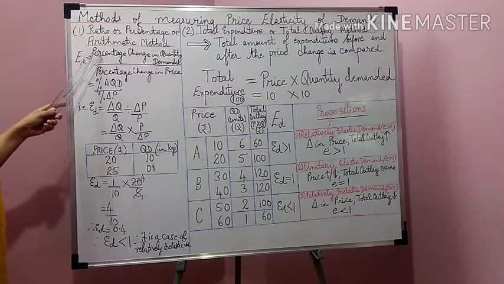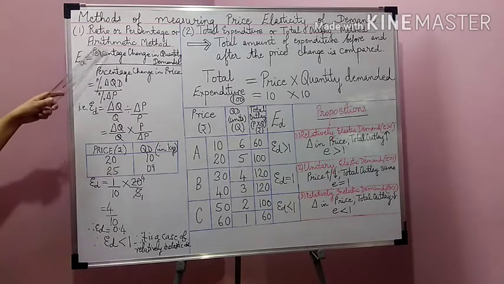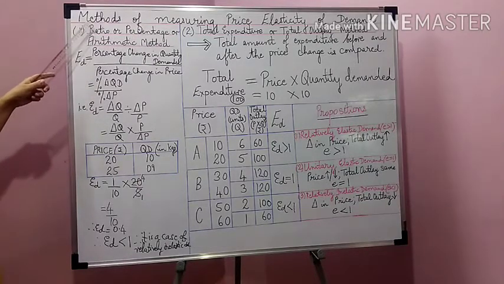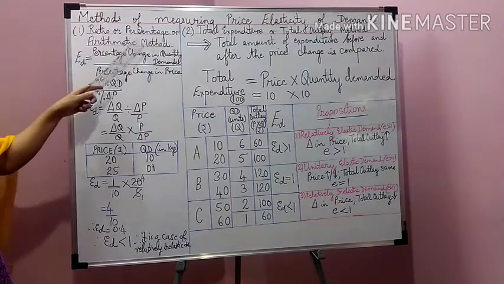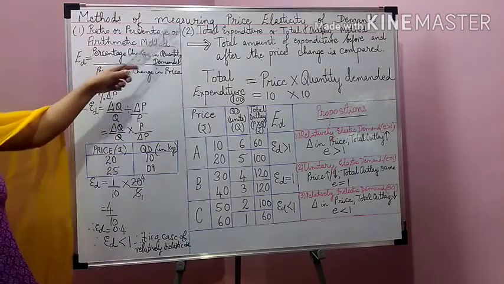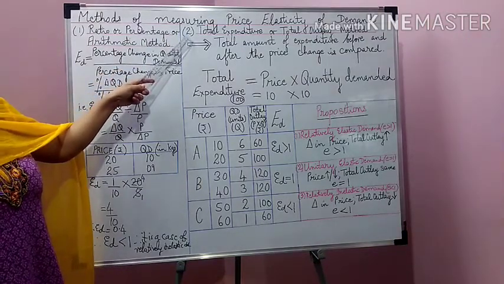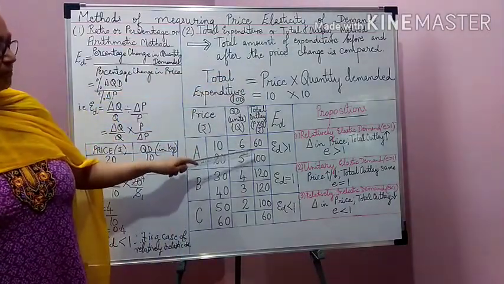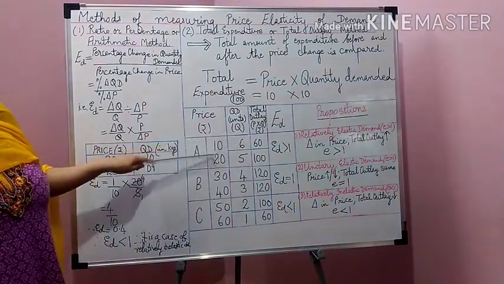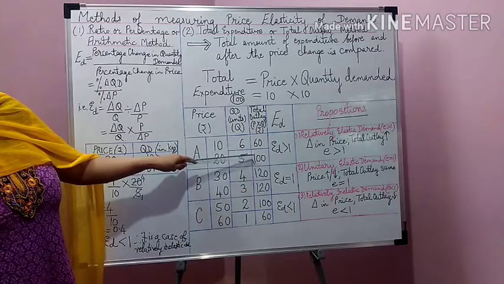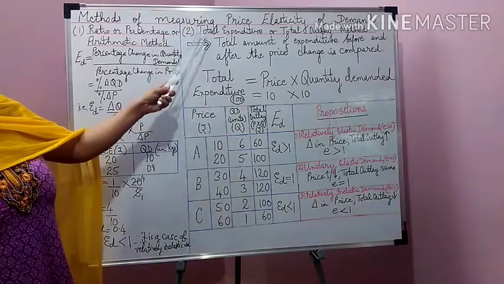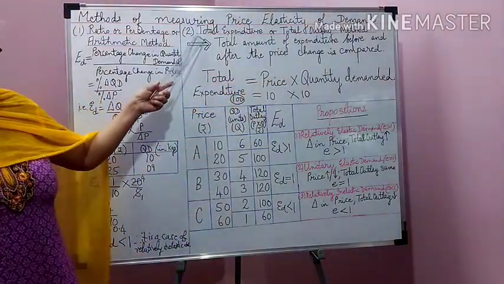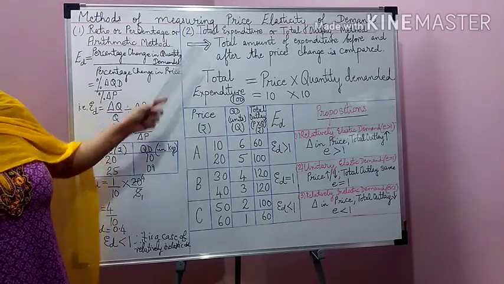So, in the first method, we take the ratios, percentages. It's based on arithmetic and therefore it is known as ratio or percentage or arithmetic method. Second method, we compare the total amount of expenditure before and after the price change, and therefore it is known as total expenditure or total outlay method. Even this method has been developed by Professor Alfred Marshall.